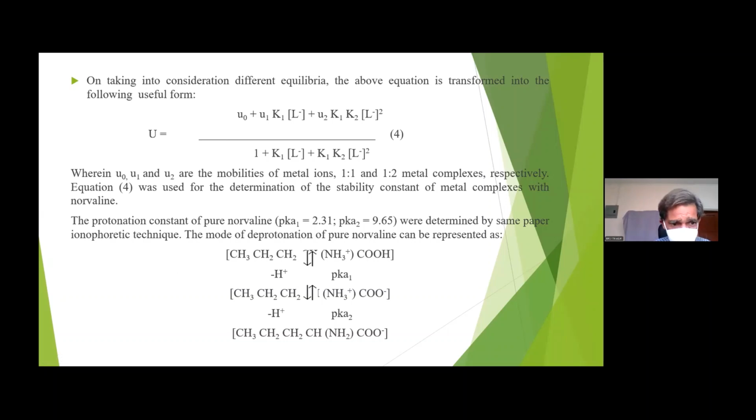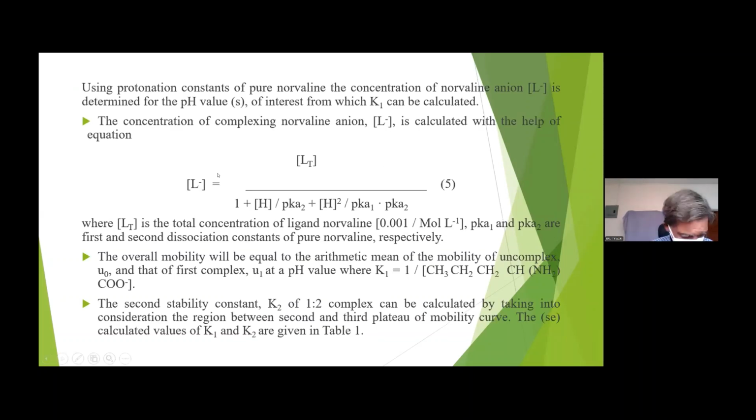The dissociation constants of pure norvaline were also measured by the same paper electrophoresis. These values are found to be: first dissociation constant 2.31 and second dissociation constant 9.65. The equations show how they are dissociated, for the first and second dissociation. Now, using the dissociation constants of pure norvaline, the concentration of norvaline anion is determined for the pH value of interest.